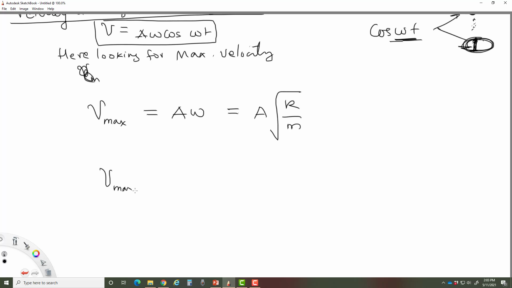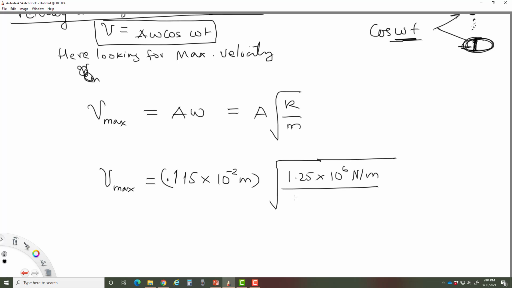So let's plug in the numbers. So v max is, let's see, we have A is 1.115 centimeters, and a centimeter is 10 to the negative 2 meters, and then the square root of the force constant k, 1.25 times 10 to the 6 Newton per meter, over the mass, 75 kilograms. When you do the math, you get the maximum velocity.